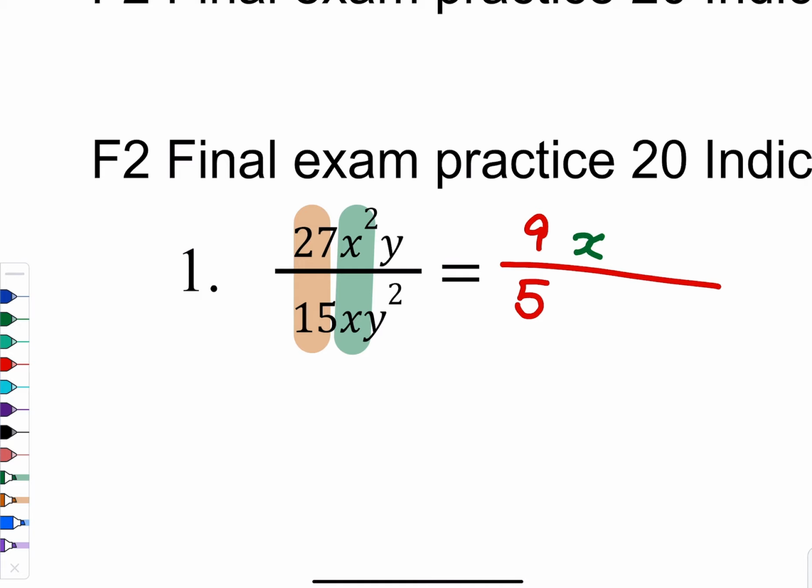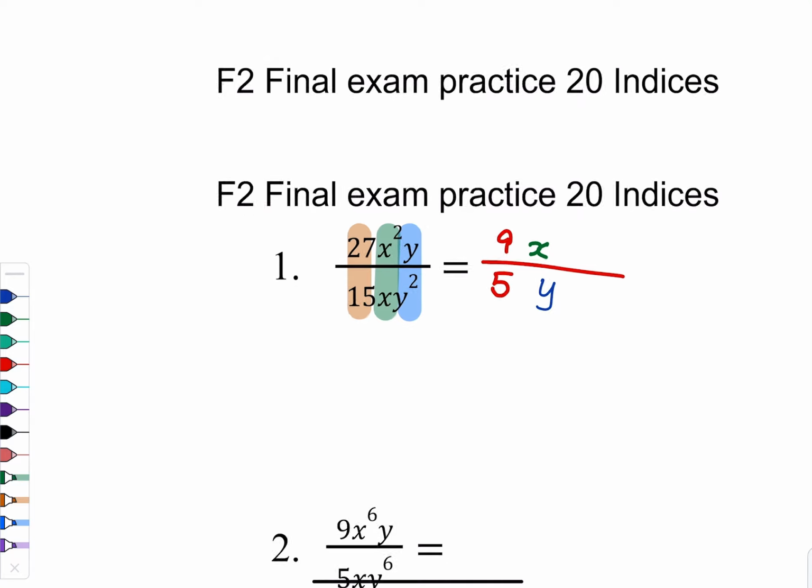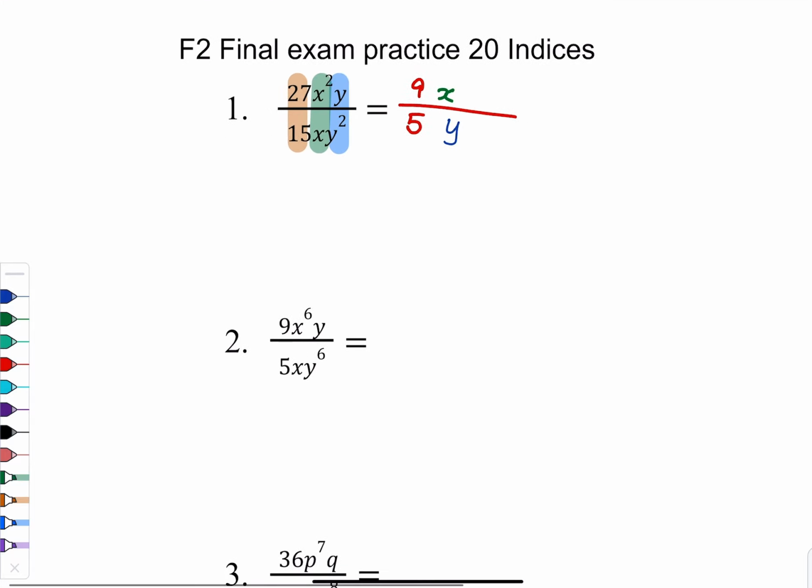And then how about for y? Which side is bigger? Downside. So you put y at the bottom. And then again, 2 power here and 1 power here. So 2 minus 1, 1. So no need to write it. That's for question 1. How about question 2?